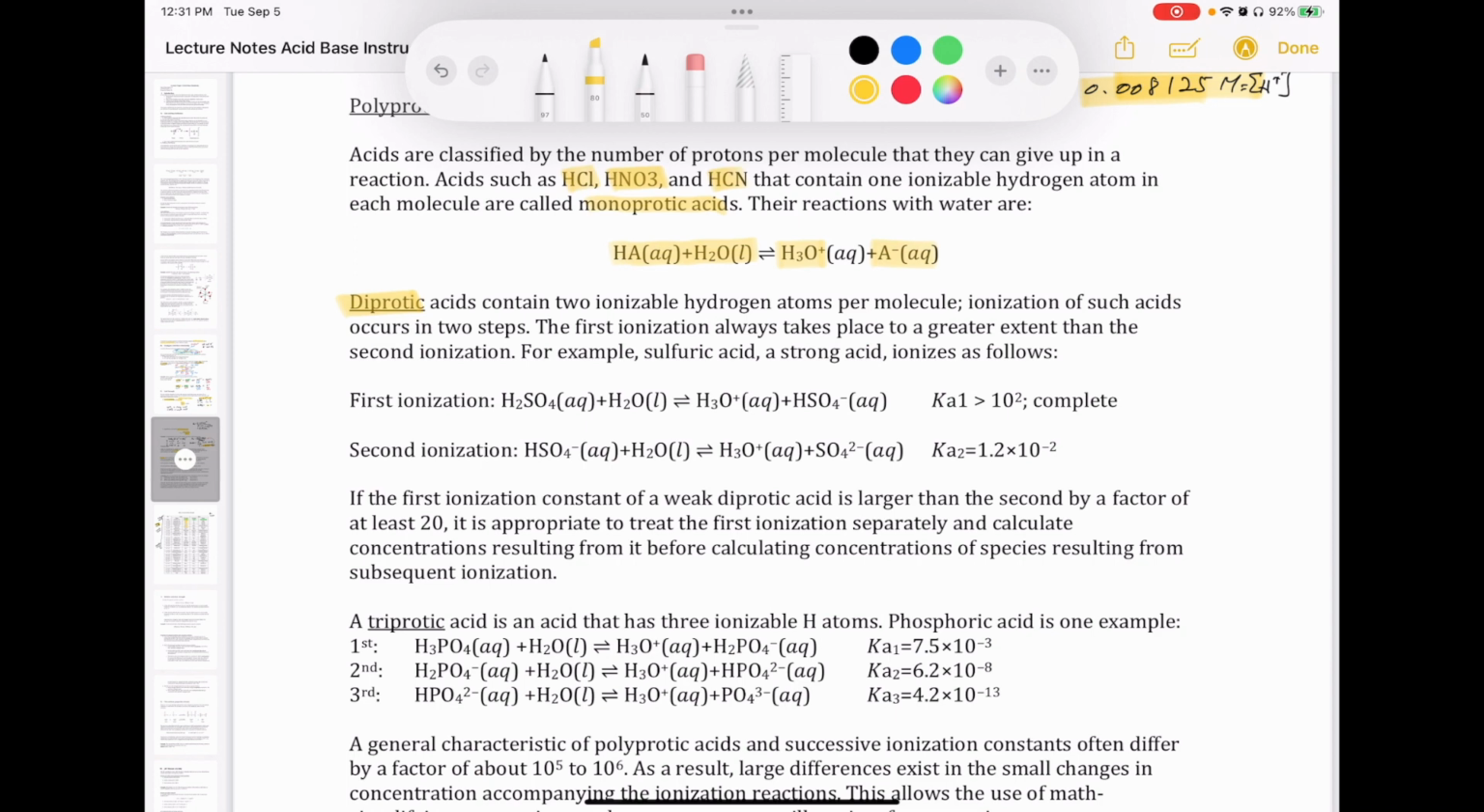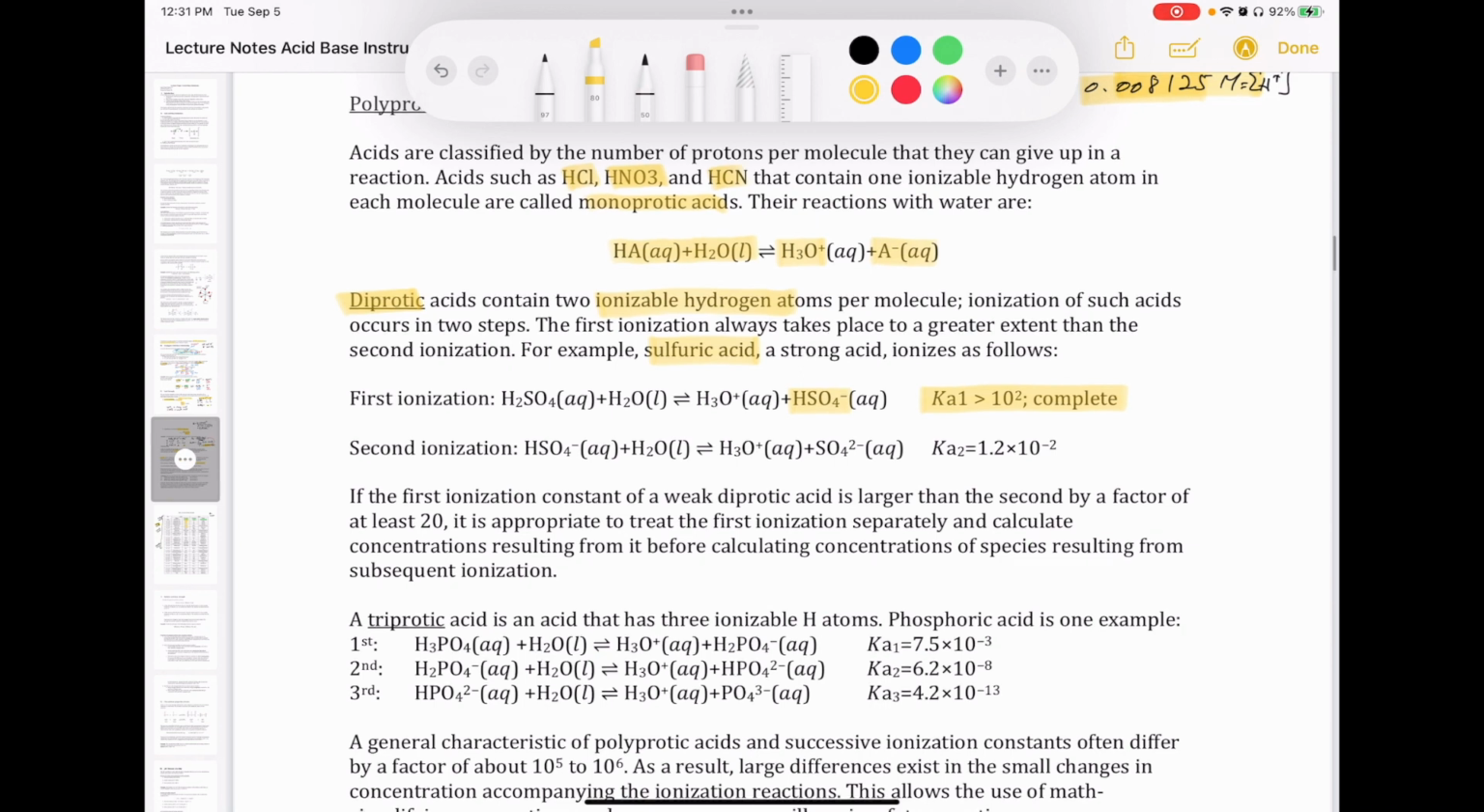A diprotic acid would be something that can dissociate into 2 hydrogens, 2 protons, so it has 2 dissociable or 2 ionizable hydrogen atoms per molecule. So for example, H2SO4, sulfuric acid, has 2 ionization steps. First step is just losing that first proton and forming this as the conjugate base, which is the bisulfate ion. Okay, now it turns out that Ka, that first Ka, is really large. It's actually greater than 100, so we assume that the reaction goes to completion. All the acid that we start with becomes proton. So 100% dissociation, right? Remember that percent dissociation is a measure of strength.